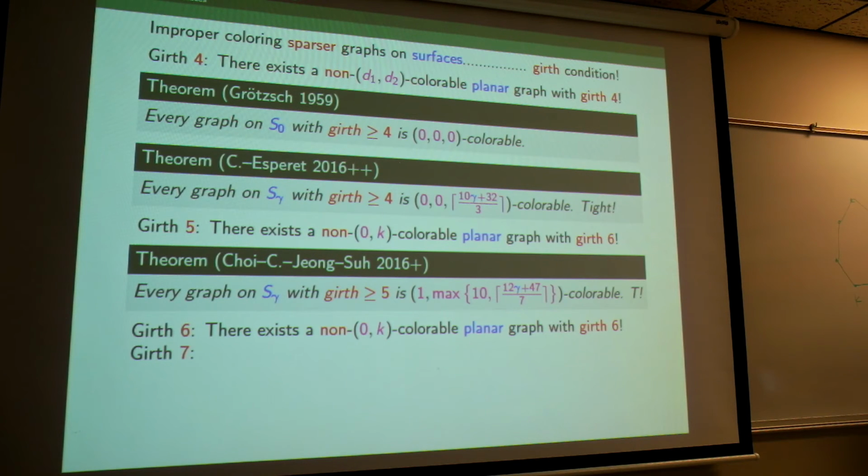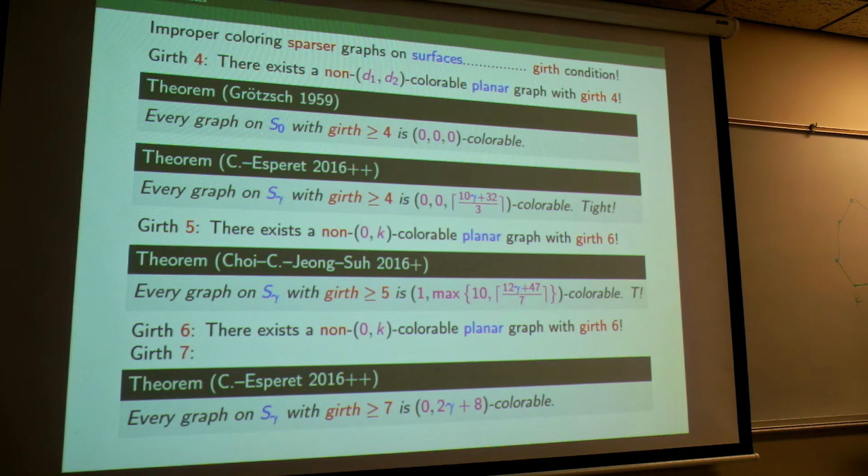So now we go to girth 7, and we were finally able to prove that if you're a graph on some surface, and if your girth is at least 7, then we can decrease this 1 to 0. And of course we have this linear term here. We were trying to look for tightness examples for this, and we couldn't find any, because this theorem is not tight. So something happens here. From girth 6 to 7, this dependency on gamma changes from linear to the square root. And then we could find an example that it was actually tight.